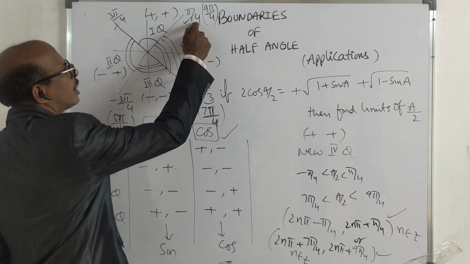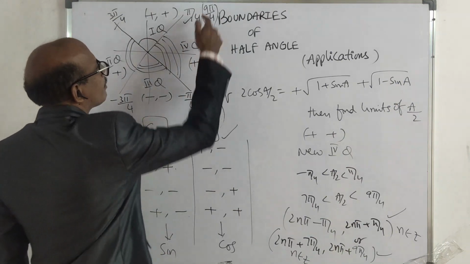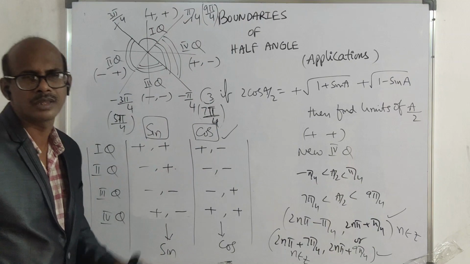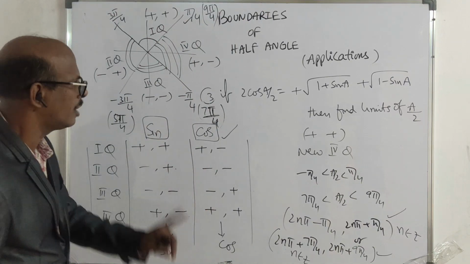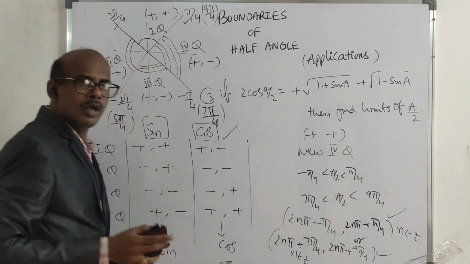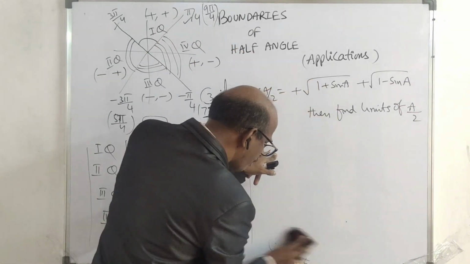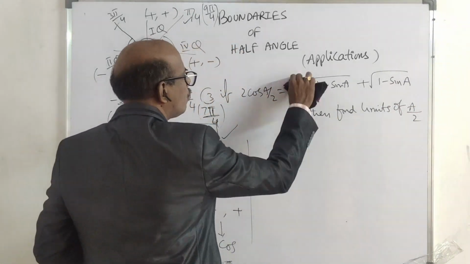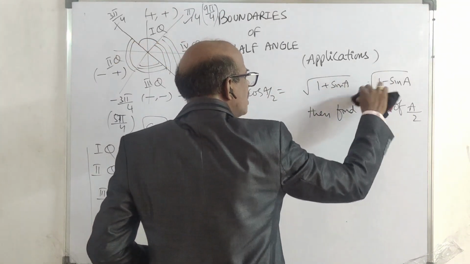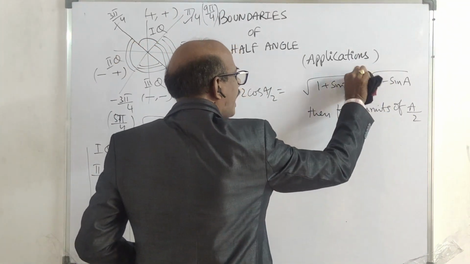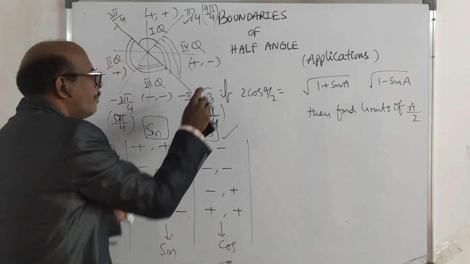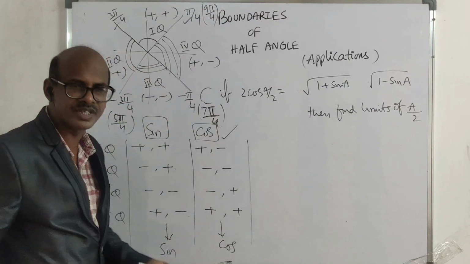Minus pi by 4, minus 45 to plus 45. 7 pi by 4, 315 to I think 405. Okay, both are same. I think you understood. Now the work will be easy for me and also for my student. My student can tackle this question by own, no doubt, no second thought.